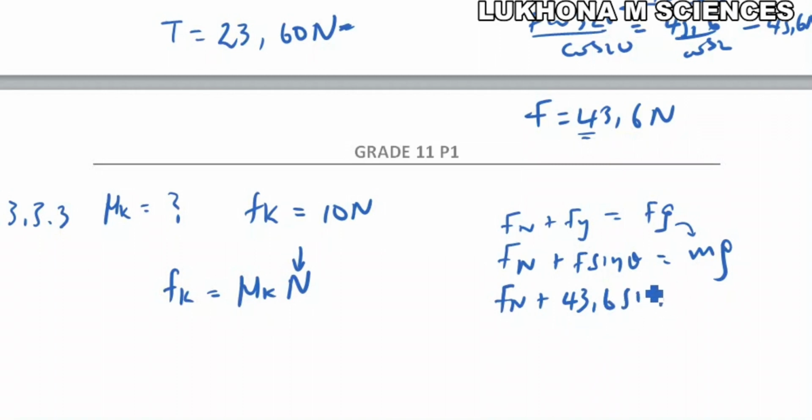F sine angle theta, 20, which is equal to the mass of the object times g, which is 9.8. Then using the calculator, the normal force is equal to 34.09 newtons.